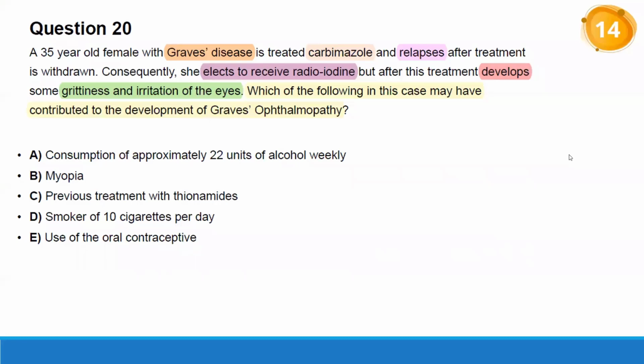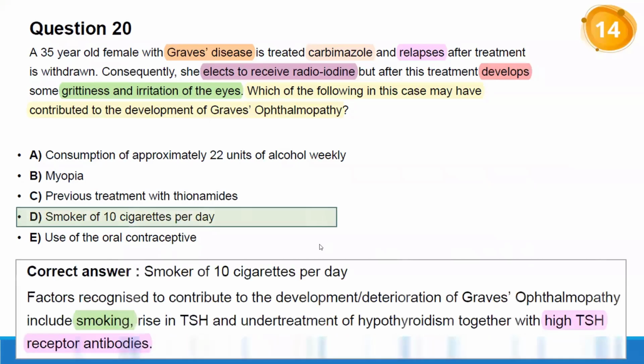Yes, smoker. Smoking is a major risk factor for development of Graves' orbitopathy, actually. So each time you manage Graves' orbitopathy or you see a patient with Graves' orbitopathy, please assess the smoking and insist on stopping smoking. And actually this is the correct one, a link between smoking and deterioration of Graves' orbitopathy.